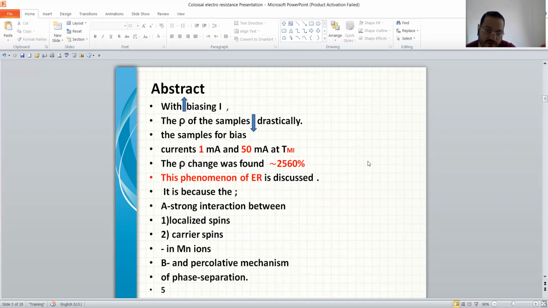In manganite ions and the percolative mechanism of phase separation, this is very important.